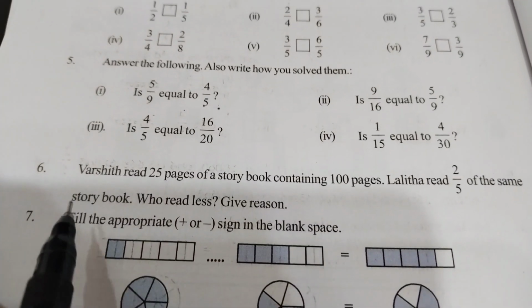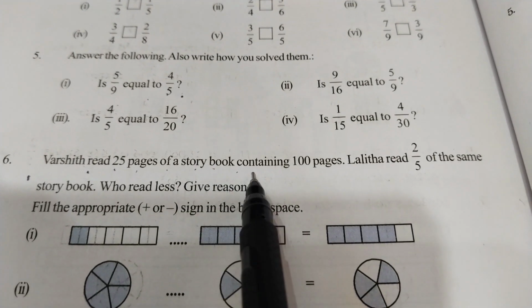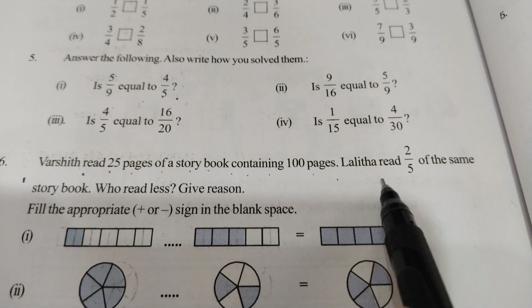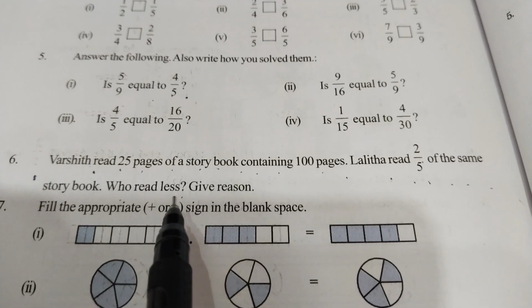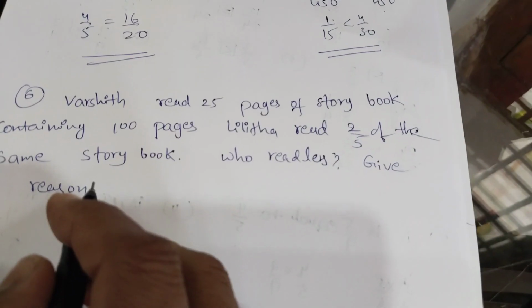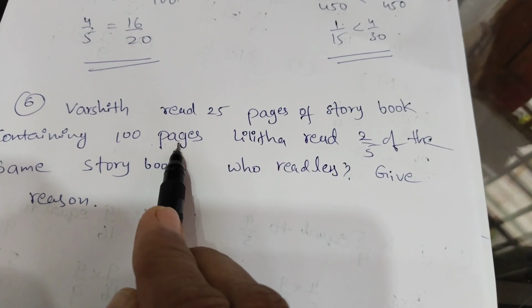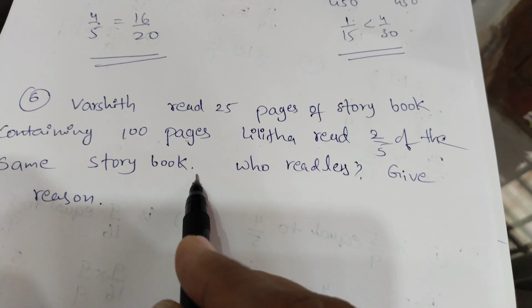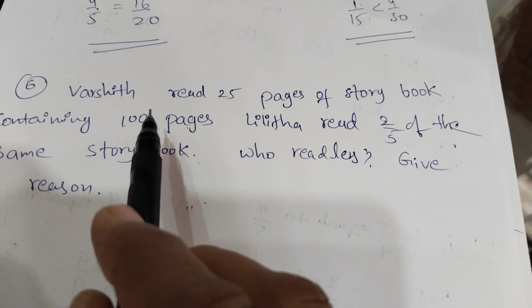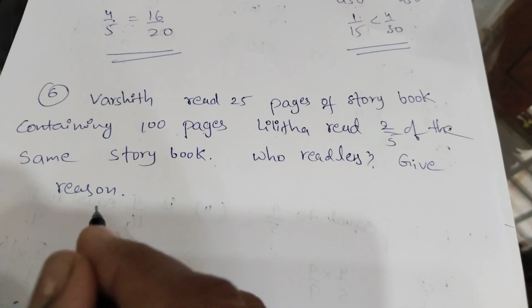So the next question is the sixth problem. Varshit read 25 pages of a story book containing 100 pages. Lalita read 2 by 5 of the same story book. Who read less? Give reasons. Okay. So Varshit read 25 pages of the story book containing 100 pages. Lalita read 2 by 5 of the same story book. Okay. So at first we have to find out Varshit's read part in the whole book.